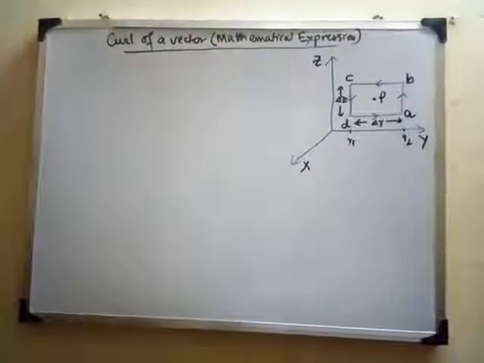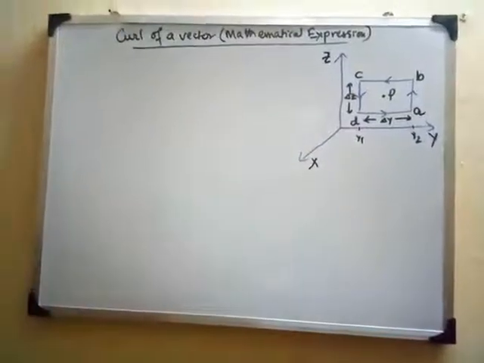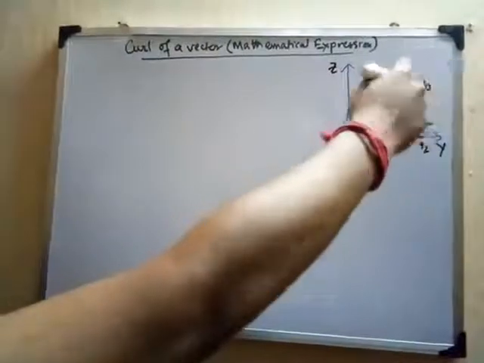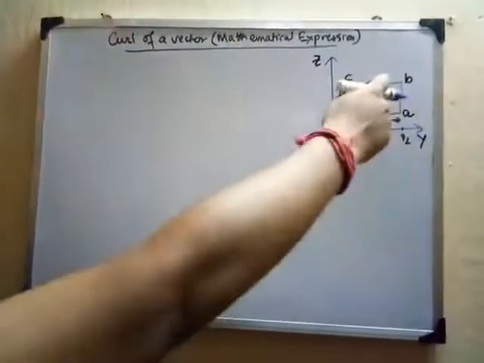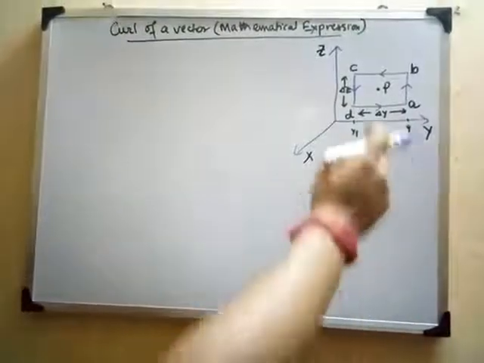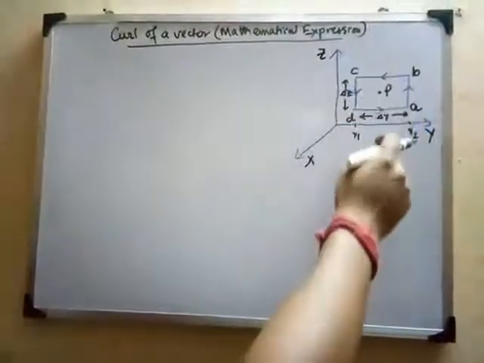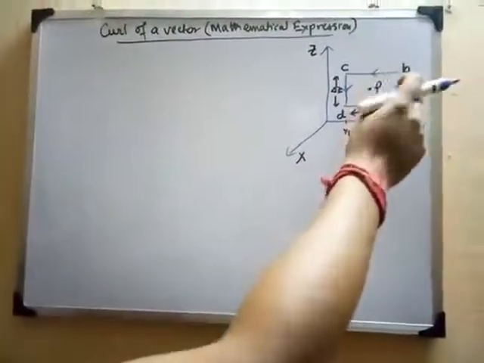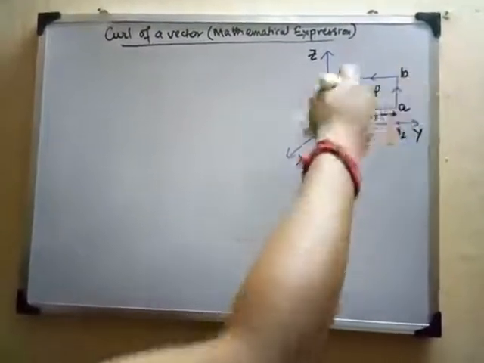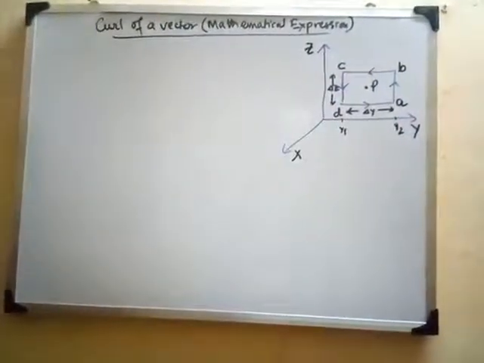So for that we have drawn a simple diagram in xyz plane, where we have considered an elemental area in yz plane, and let p be a vector at the center of the area. I mean, this area is encircled by a, b, c, d, and within this area there is a point p, a vector which is at the center of the surface enclosed by a, b, c and d, right?